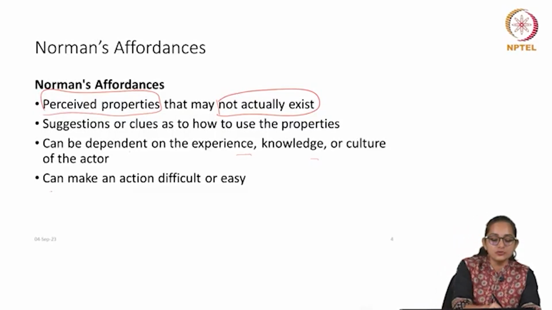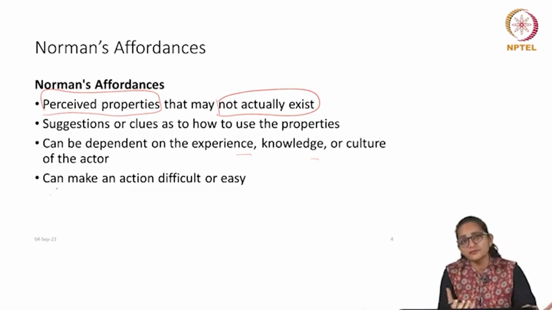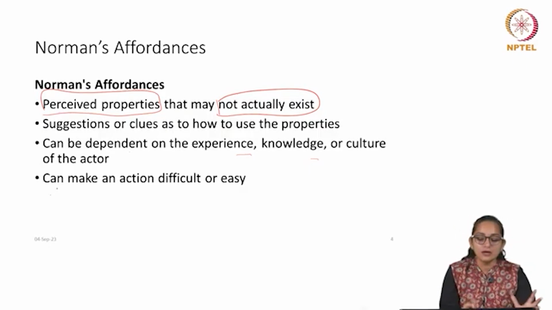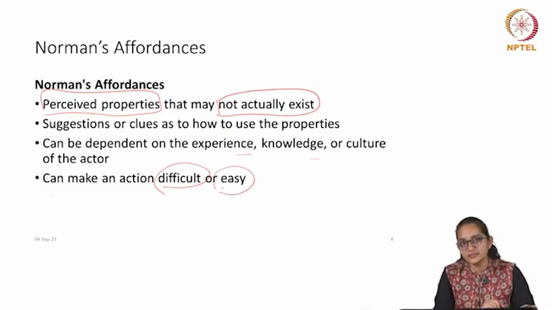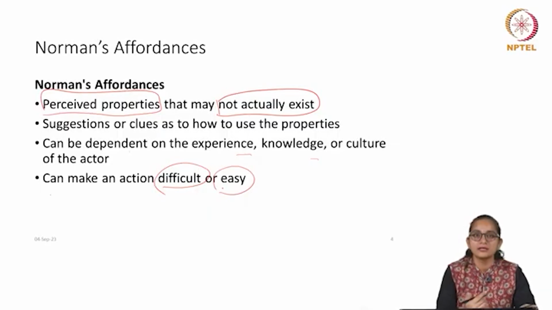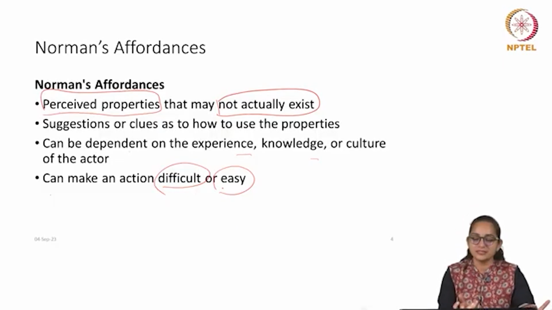So, this use of affordances can make an action either very difficult or very easy. How it can make it difficult, we will discuss in further slides. Of course, how it makes an action easy is that it helps us understand how the product is supposed to be used just by looking at it. So, that is why it makes it easy.